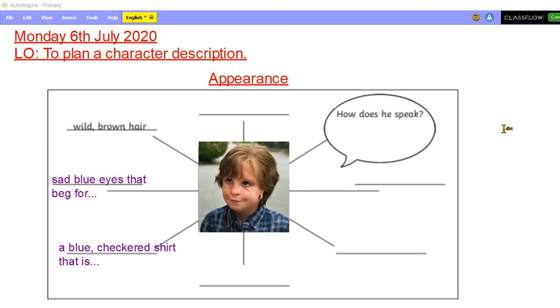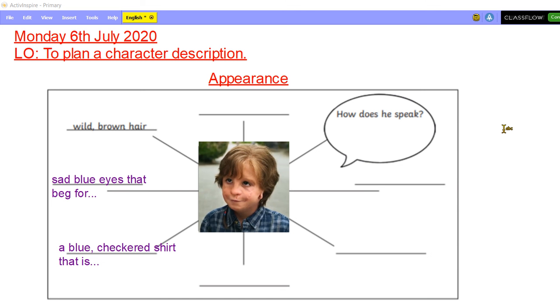We are going to be looking at character descriptions. So today we are going to be planning our character description ready for tomorrow when we actually write it. Last week we did a fab job of our setting descriptions and I want to keep that up, use some really good vocabulary like we've been doing to now get a character description.